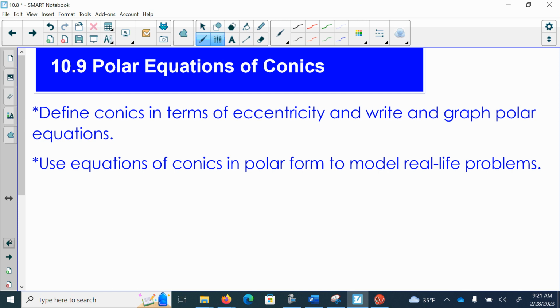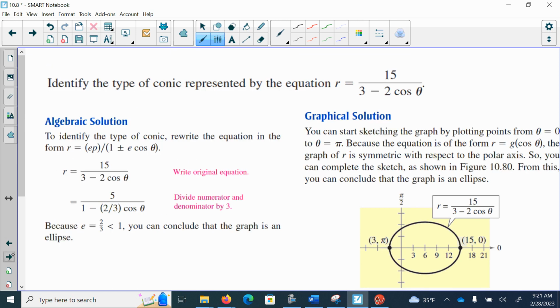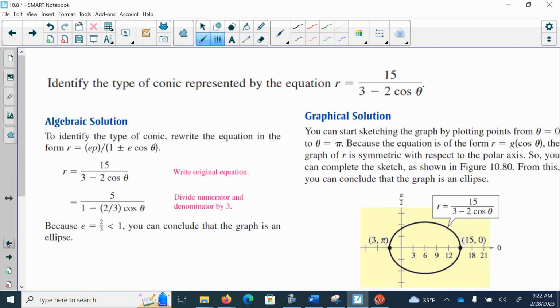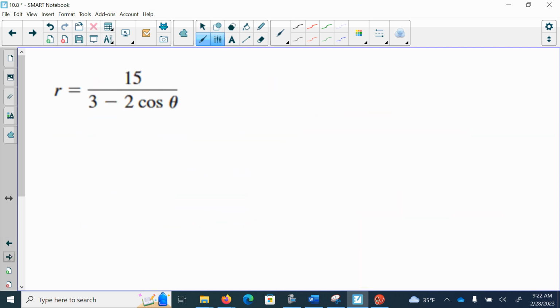What we're going to use this for is we're going to take an equation and rewrite it into standard form, so that we're taking it from polar, and eventually we're going to go from polar to parametric to rectangular. But when we start this one, let's just start with this one. I have r is equal to 15 over 3 minus 2 cosine theta.